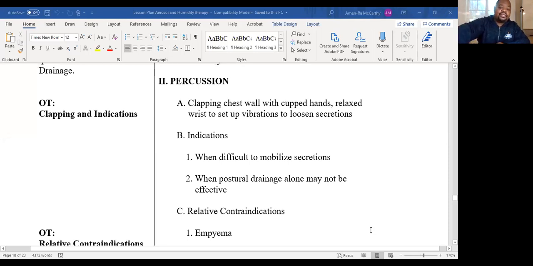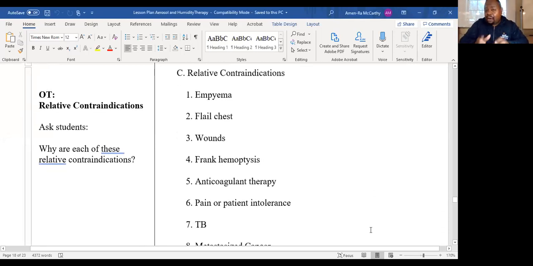Again, there are some contraindications for this, which is pretty much almost the same. Again, you have empyema. You don't want to be beating on the empyema, making the secretions move, right? Spread infection. Flail chest. Makes sense that if somebody has several broken ribs, you're not going to go in there and start beating on them, okay? Wounds. You don't want to be hitting over a nice and tender wound. Hemoptysis.